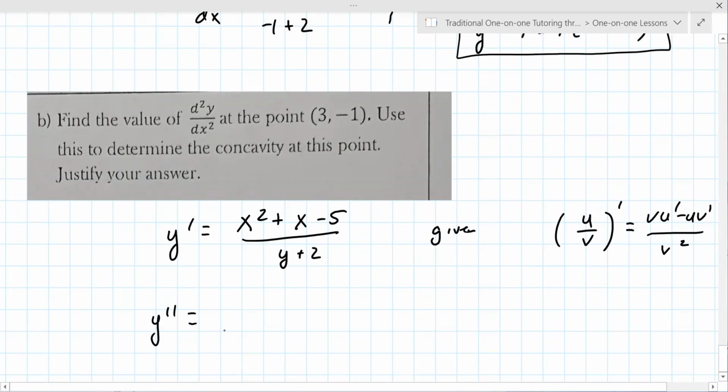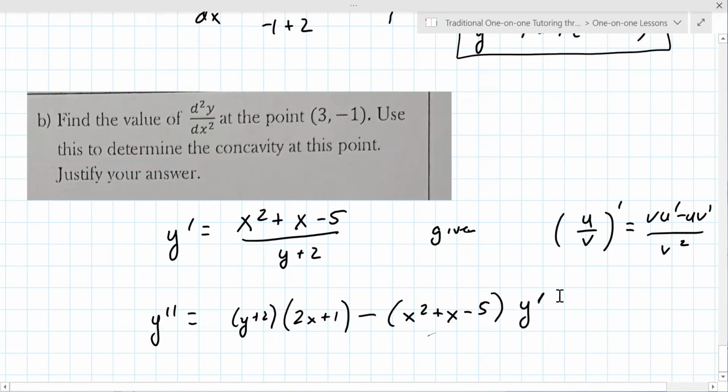So the bottom is y plus 2 times the derivative of the top. The derivative of the top is 2x plus 1, minus the top, x squared plus x minus 5, times the derivative of the bottom. This is where it gets a little more challenging. The derivative of the bottom is 1, but because it's defined implicitly, you would write y prime as the derivative of that.